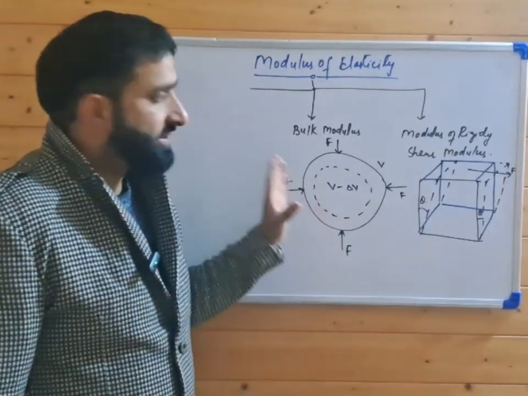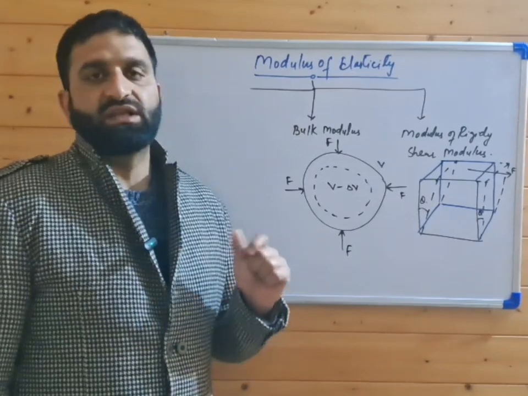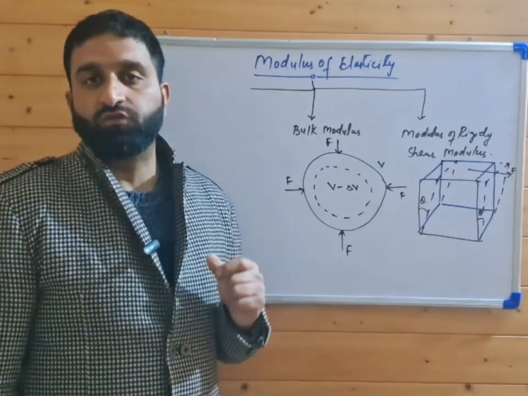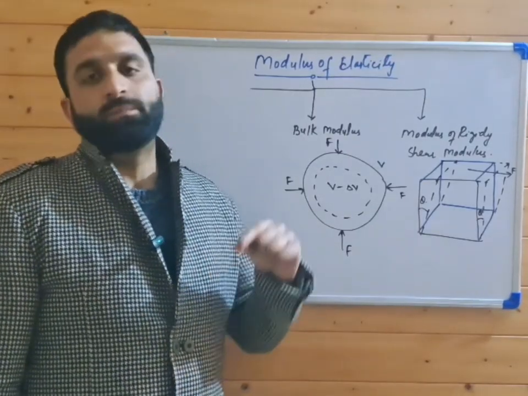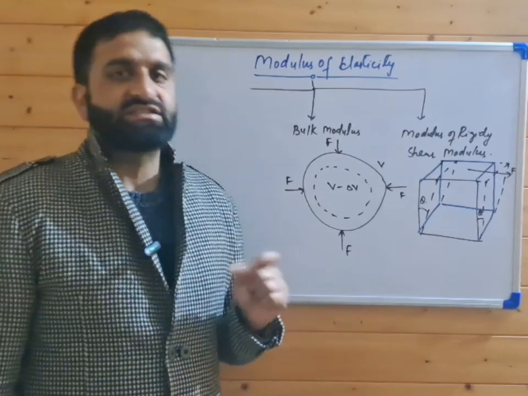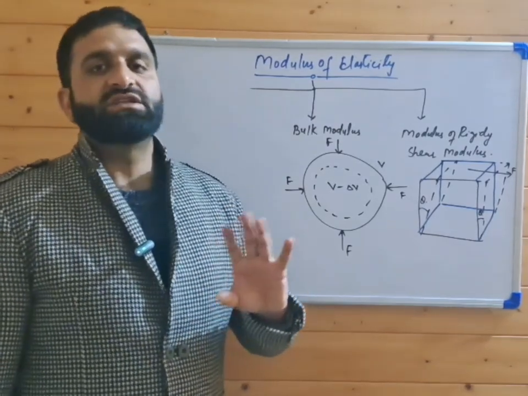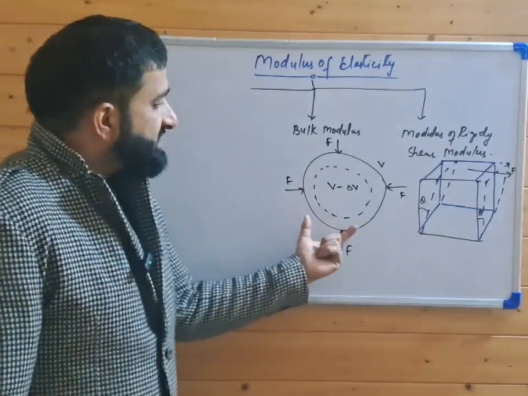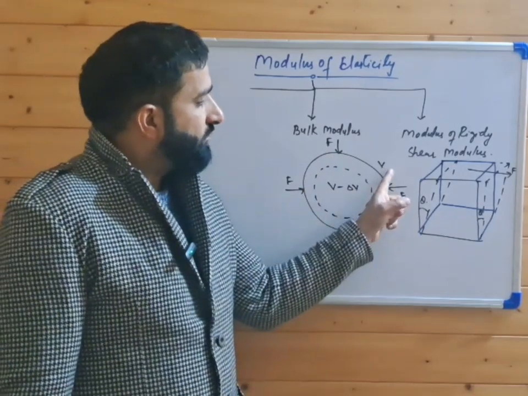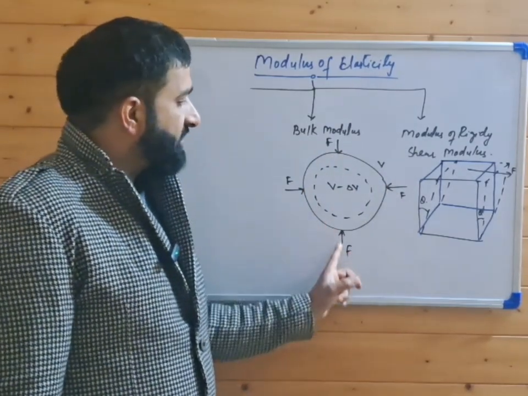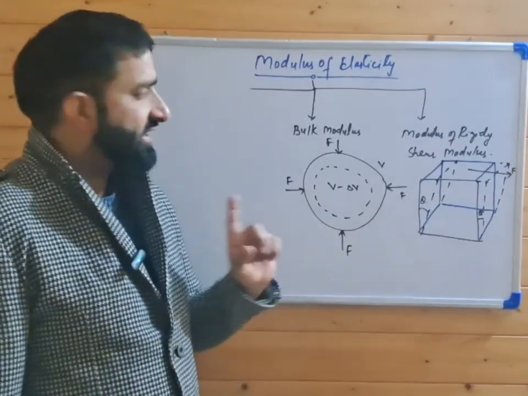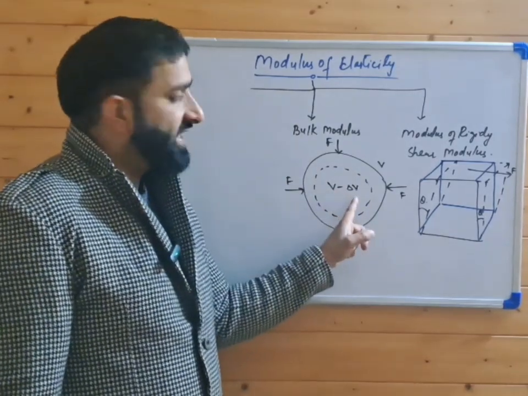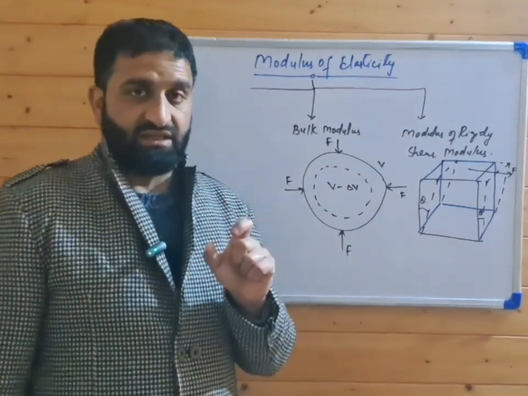Talking of bulk modulus, the bulk modulus is applicable to solids, liquids as well as gases, because upon the application of normal force there is decrease in volume for solids as well as liquids as well as gases. That is, solids, liquids and gases all have got bulk modulus. Now in this case, we have a body of volume V on which normal force is applied. As the normal force is applied, there is a reduction in volume. The reduction in volume is equal to delta V. So this part has got the volume of V minus delta V. Delta V is the reduction in the volume.